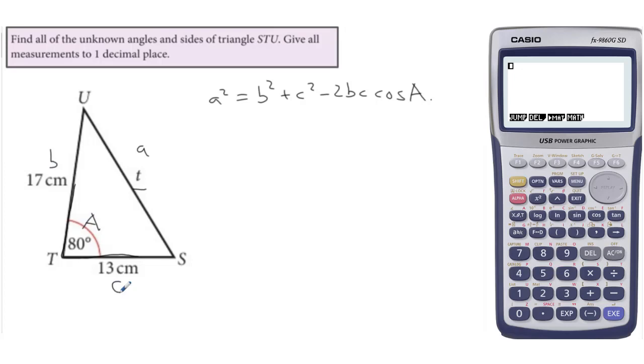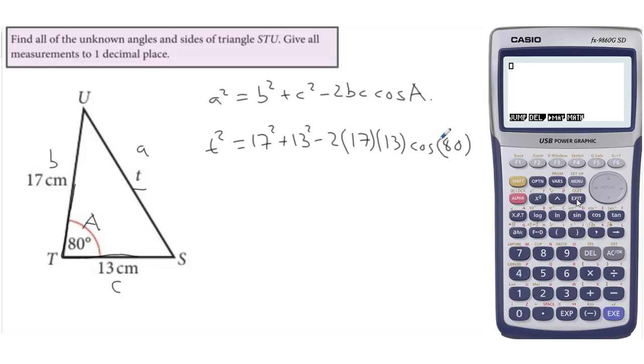So then I'm just going to write down T squared equals 17 squared plus 13 squared minus 2 times 17 times 13 times cos 80. Okay, simple as that. Cos 80 is not very friendly. In fact, you certainly don't want to be doing this without a calculator. So make sure you are in degree mode.